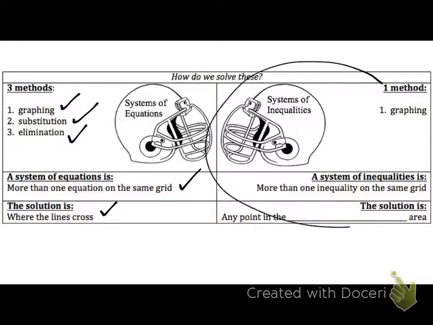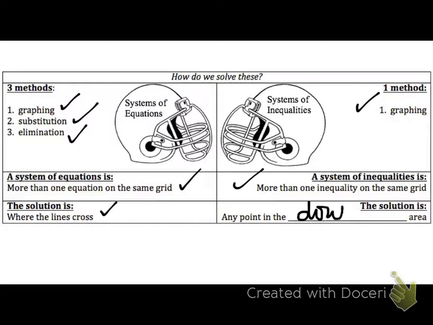Now let's switch over to systems of inequalities. We unfortunately only have one way of solving, and that is by graphing. So we're going to be graphing systems of inequalities. Well, what are systems of inequalities? It's when we have more than one inequality on the same grid. The solution, in this case, is any point in the double shaded area. Let's take a look.